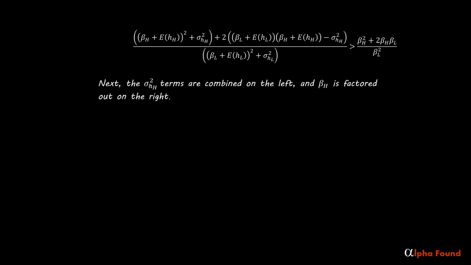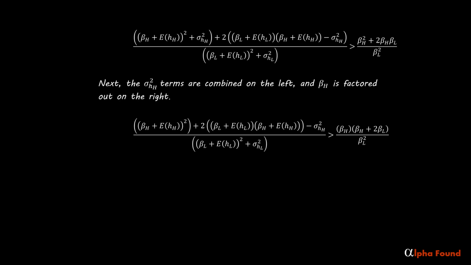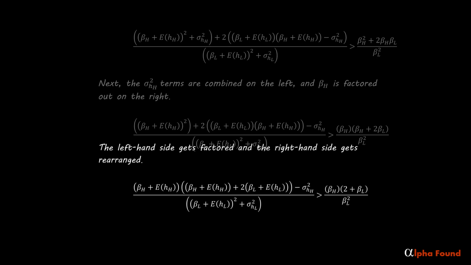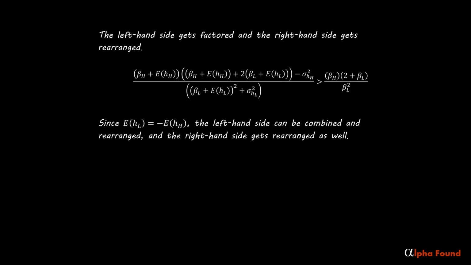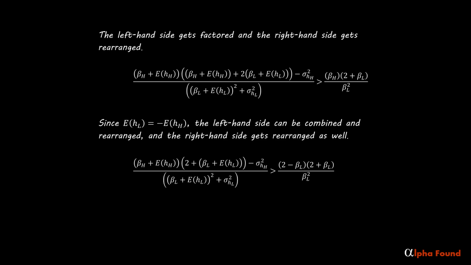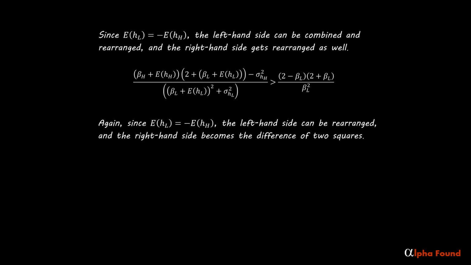Next, the variance of the h terms are combined on the left, and the ideal high beta is factored out on the right. The left-hand side gets factored, and the right-hand side gets rearranged. Since the expected low h equals minus the expected high h, the left-hand side can be combined and rearranged, and the right-hand side gets rearranged as well. Again, since the expected low h equals minus the expected high h, the left-hand side can be rearranged, and the right-hand side becomes the difference of two squares.